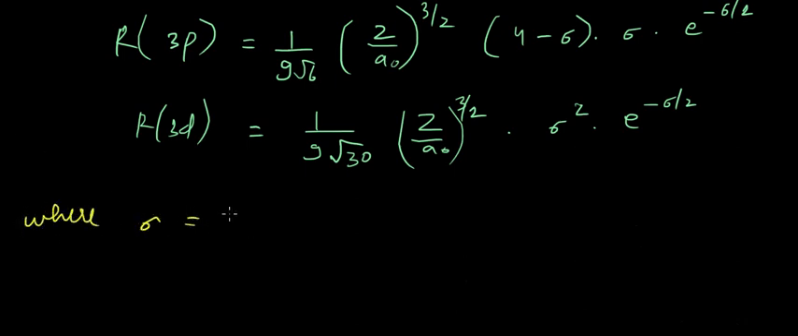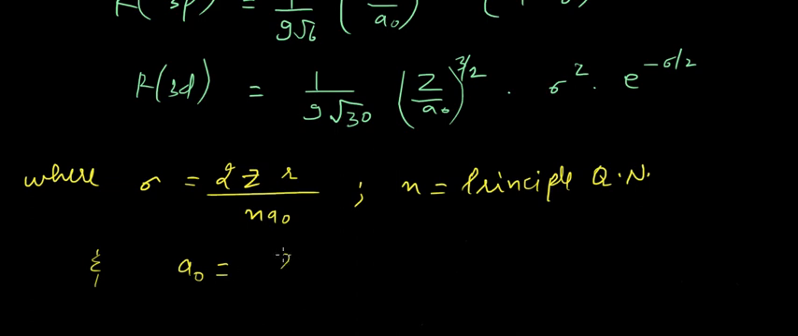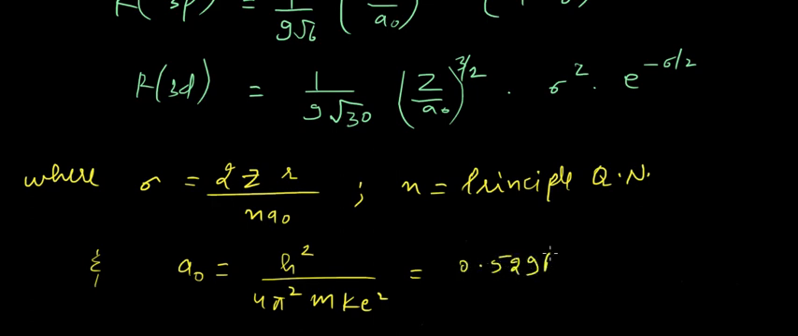Okay, so now let's define. Sigma is 2zr upon n a naught, where n is the principal quantum number, and a naught is h square upon 4 pi square m k e square, which is 0.529 angstrom for the hydrogen atom.